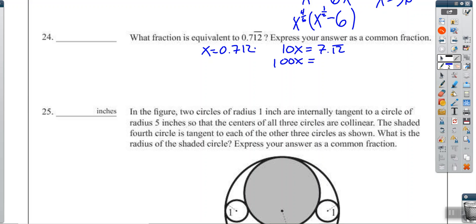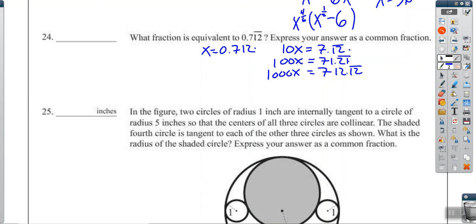Oh, okay. Well, using that logic, 100x would be equal to 71.21 repeating. But that's not really helpful, because if I try to subtract these two, I'm going to still get a decimal that goes on forever, which is not helpful. So let's look at 1,000 times x, and that's 712.12, and that gives us the 12 repeating again, which is really nice.